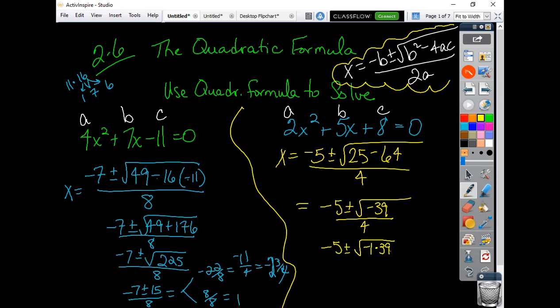So negative 1 times 39 is your negative 39, and negative 5 plus or minus the square root of the negative 1, that's your imaginary number i. And then your 39, I don't think that simplifies at all. So that would reduce to there.